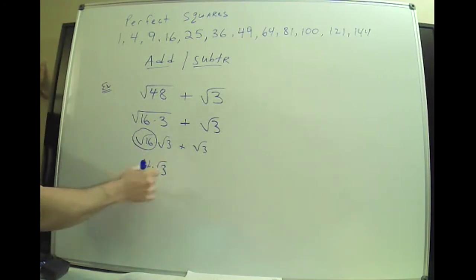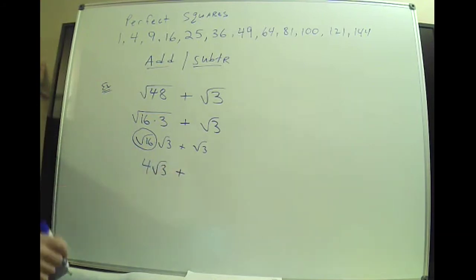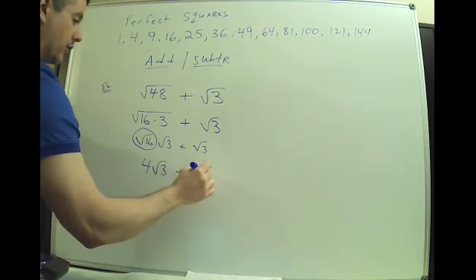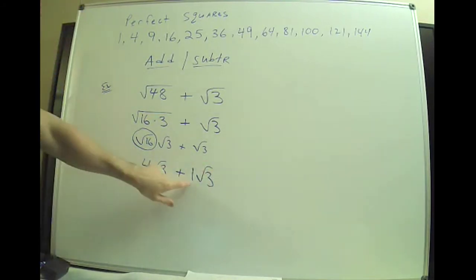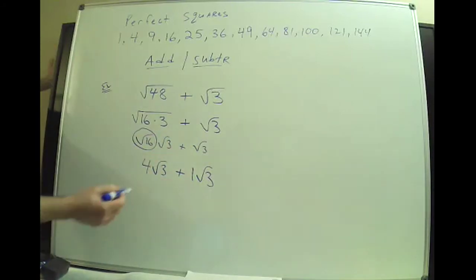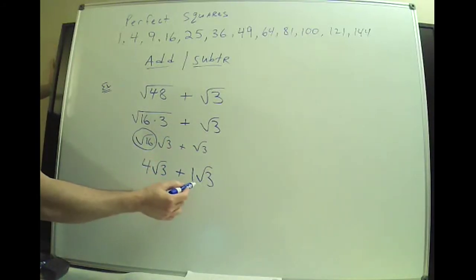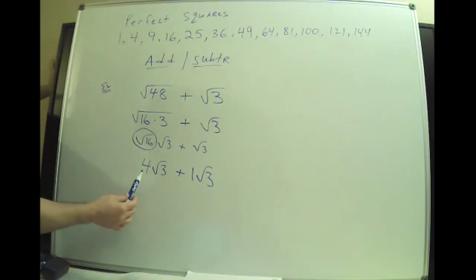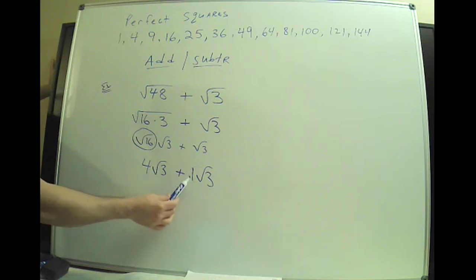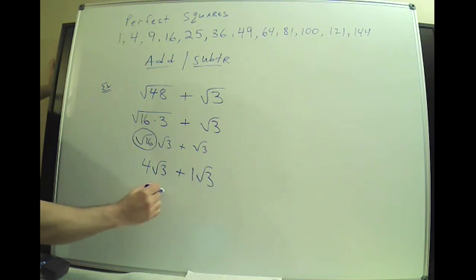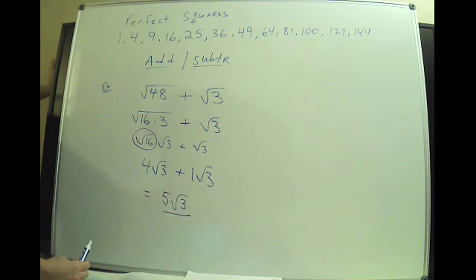Free him. So I have 4 radical 3s plus, here's a mistake, 1 radical 3. People will forget that there is a 1 there, and they won't add these up correctly. They'll just tell me that the answer is 4. But you have 4 radical 3s and 1 more radical 3. So this answer has to be 5 radical 3s.